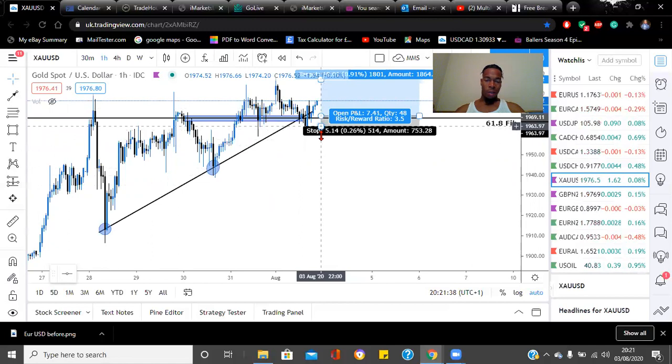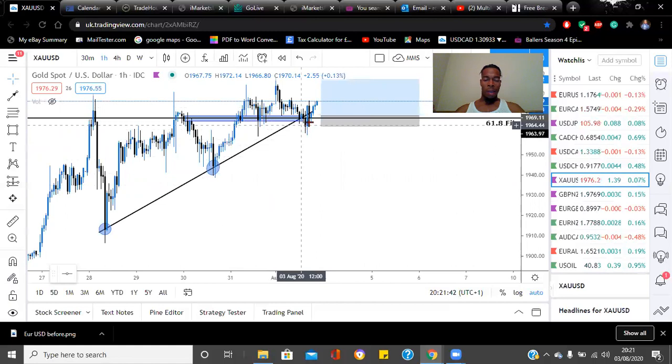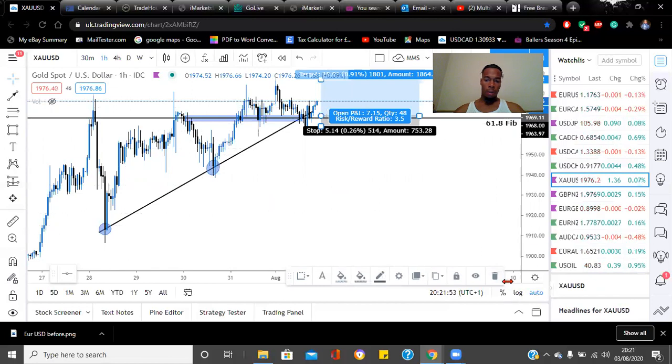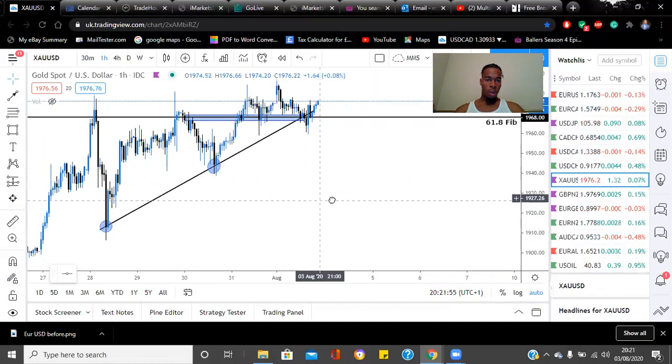So yeah, it would have taken you out even if you had a 50 pip stop loss. It kind of did what's called a fake out. So it looked like it was going to break the trend and start a downtrend, but it did not. It continued going up. So the market will do this sometimes.